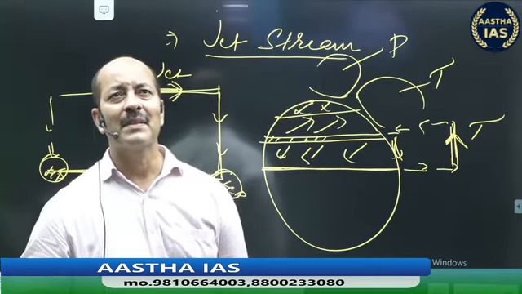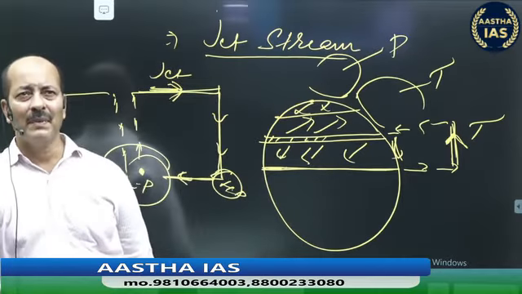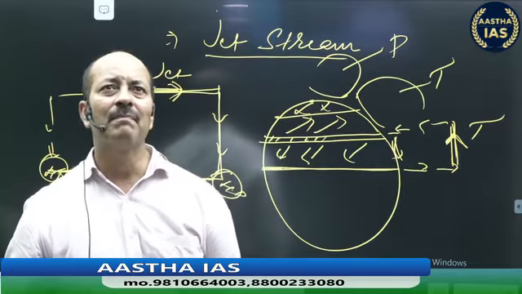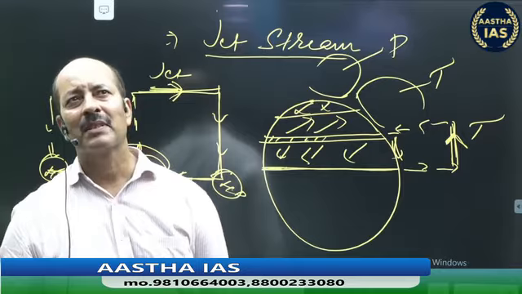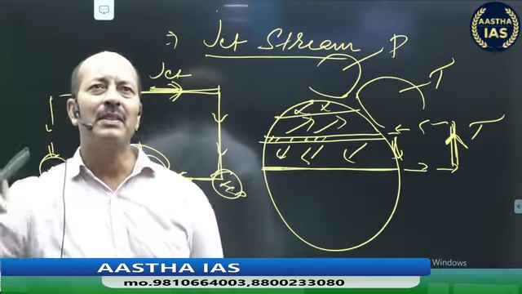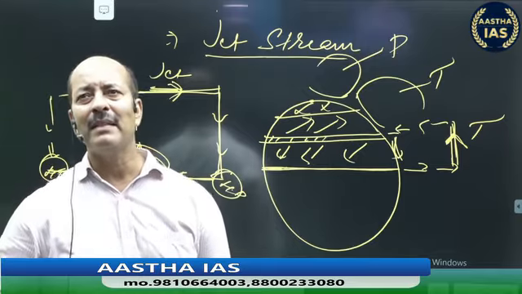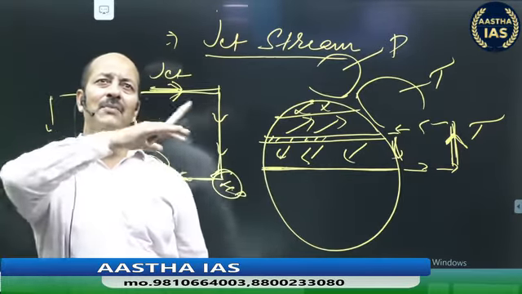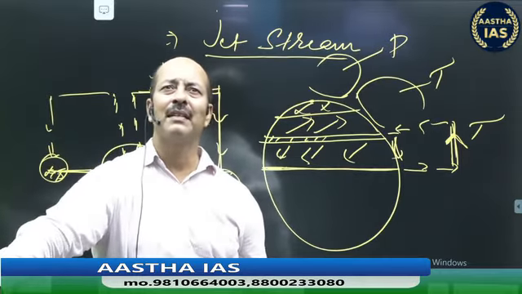Again, I am repeating it. Jet stream is a high velocity wind of the upper atmosphere, around 90 to 200 kilometers per hour. So there is a very high velocity wind blowing in the upper atmosphere because there is no barrier, no obstacle in the atmosphere. It is a free flowing wind. So this wind blows very fast in the upper atmosphere.